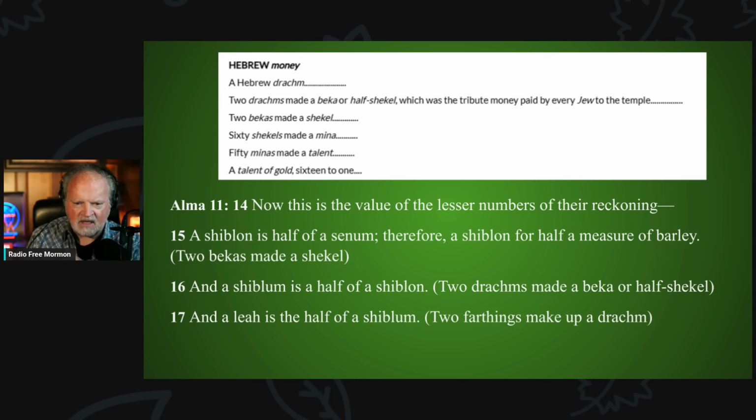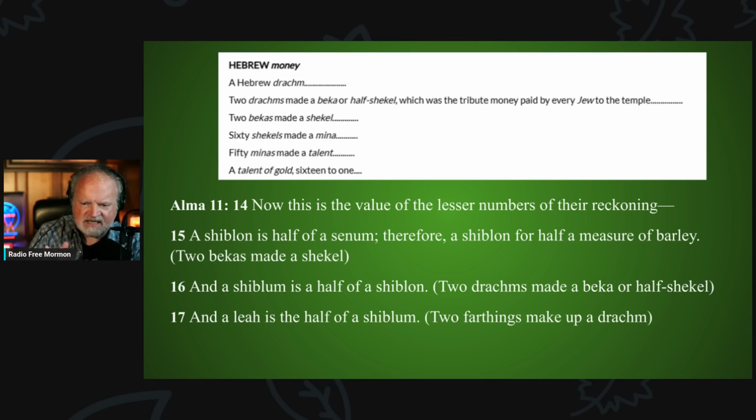That is the basic monetary unit, like the senum is for the Nephites, or like the dollar is in the US, or like the mark is in Germany. So you've got a shekel, right? There are 2 bekahs in a shekel, just like the senum gets divided in half among the Nephites. And then that bekah gets divided again in half in the Hebrew money to make a drachm.